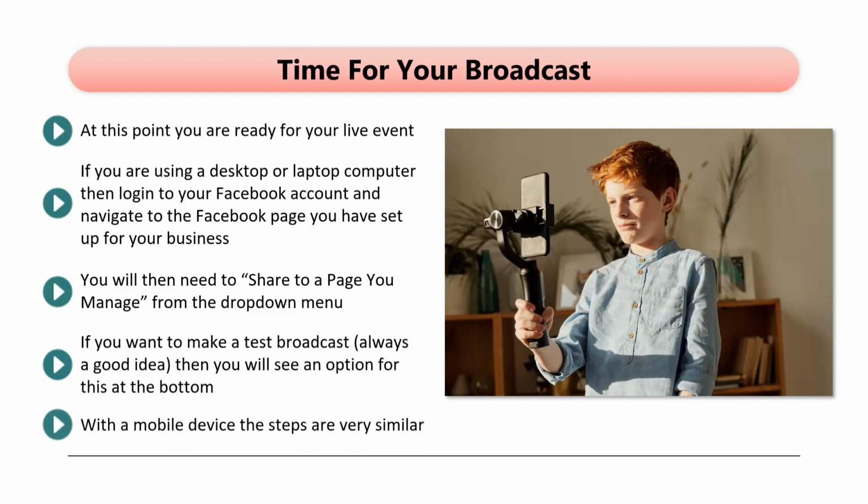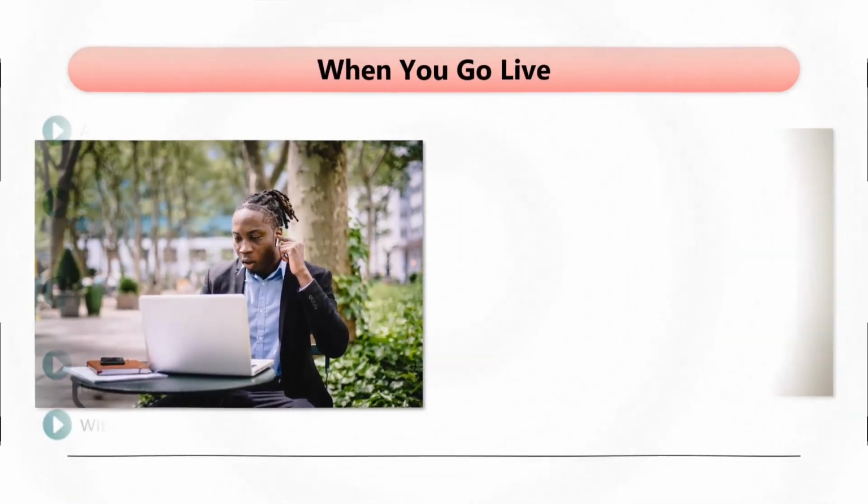With a mobile device, the steps are very similar. In the Composer page, just tap on Live to start the process. You can then add your title and description and do things like tag friends, add donation buttons, and add a feeling. When you go live.